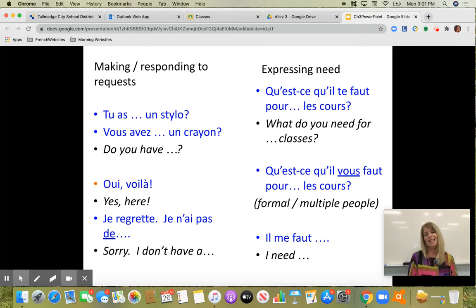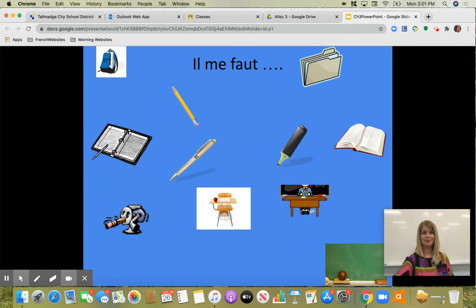Excellent. So all we need now are our school supplies. I need, répétez, il me faut. Notice the background's blue. The gender of all of these items are masculine. Répétez. Un sac à dos. Don't pronounce the S on the ends. Now, un sac à dos is a backpack. If you want to say just a bag, get rid of the à dos. Dos means back. So just a bag is un sac. Très bien.